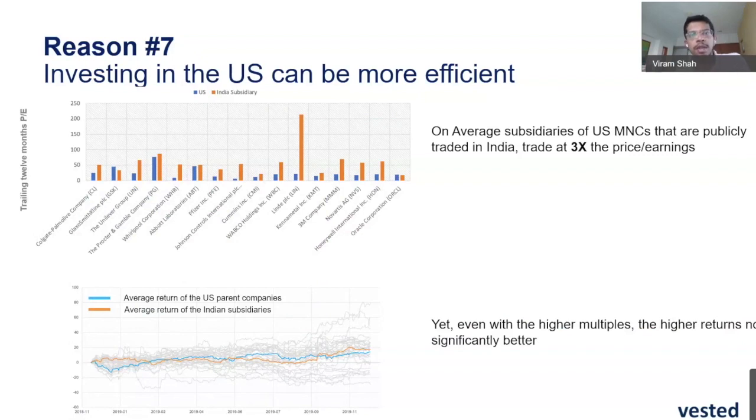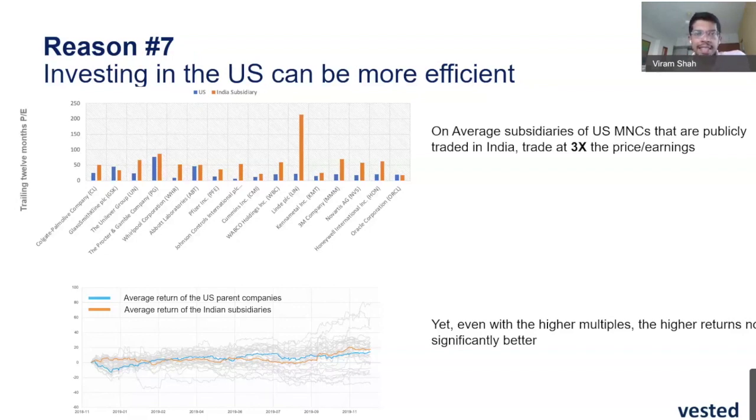So what research we did was basically looked at the valuation of these parent companies in the US, and we realized that in India they trade at actually three times more valuation. So they trade at 3 times their price to earnings, but the returns are not as much as the valuation gap. So the returns are not 3 times of the valuation that you're paying. So basically, you can be more efficient if you're investing in the parent entity.